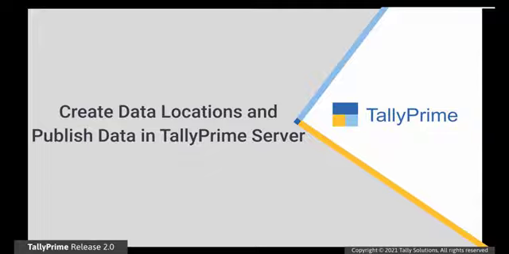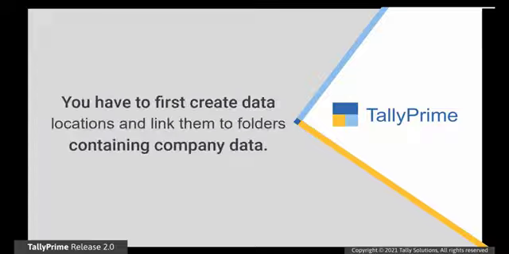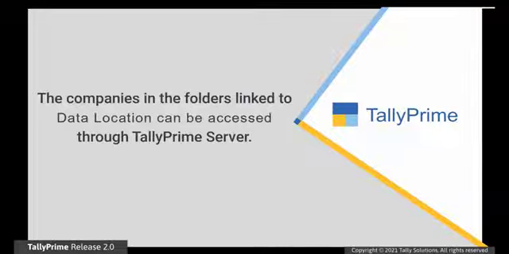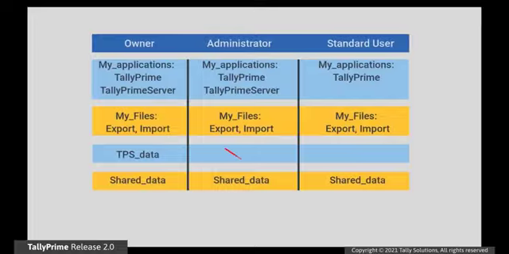Now that the license is active, you can create data locations and publish the data for TallyPrime users to access. In this process, you first have to create data locations and link them to the storage folder where company data is saved. The data in these folders can now be accessed through TallyPrime server. This gives an additional layer of security and improves speed, performance, and concurrency. Administrator and standard users are not allowed to access TPS data from their virtual computer.